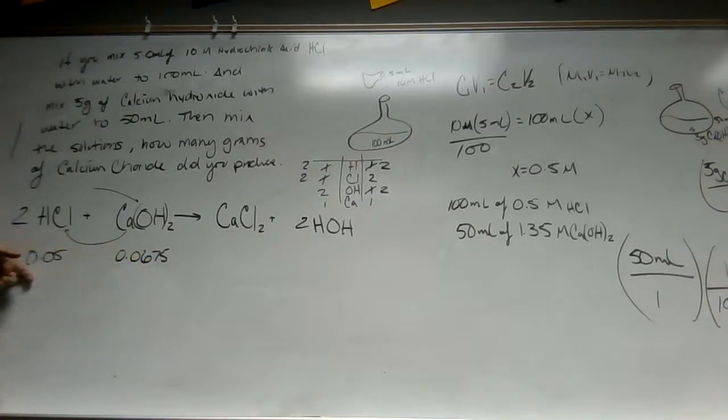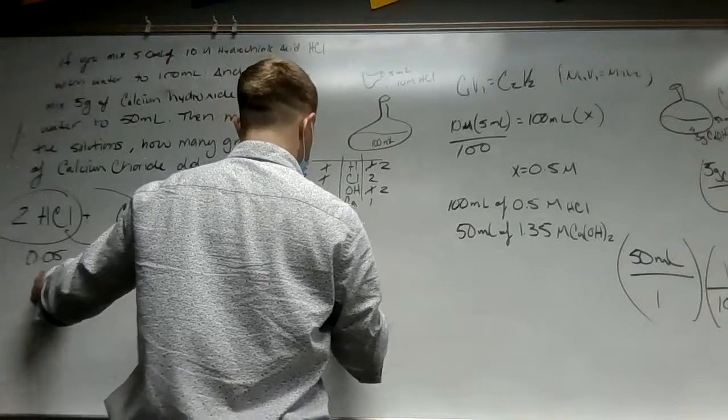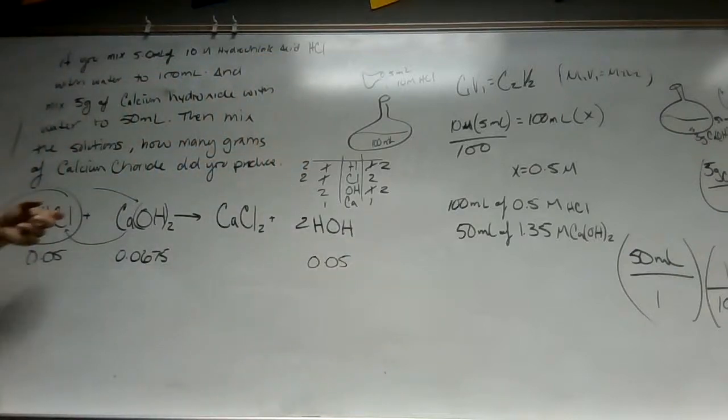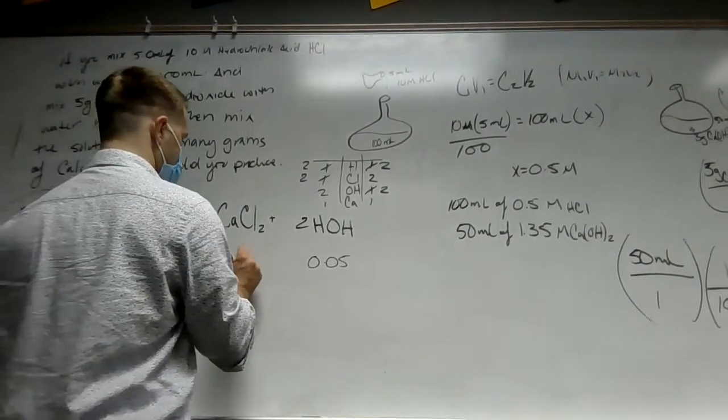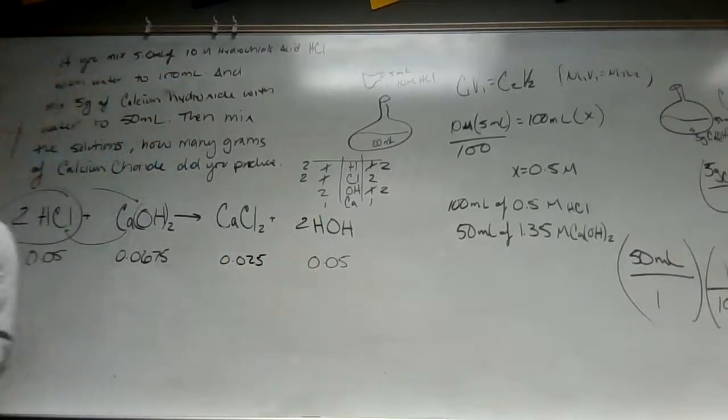So what's going to be our limiting reactant? HCl. So we're going to do all of our calculations off of our limiting reagent. We have 0.05 moles, so we are going to create 0.05 moles of water, because we have a 2 here and a 2 here. For 0.025 units of reaction multiplied by 2, we're going to make 0.025 moles of calcium chloride.